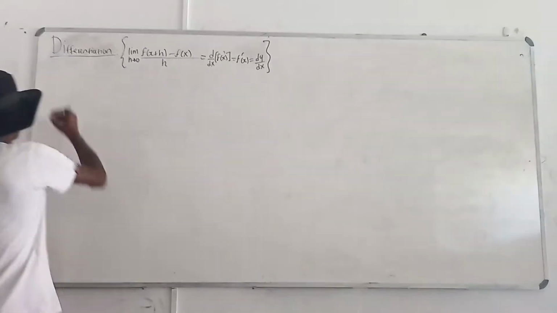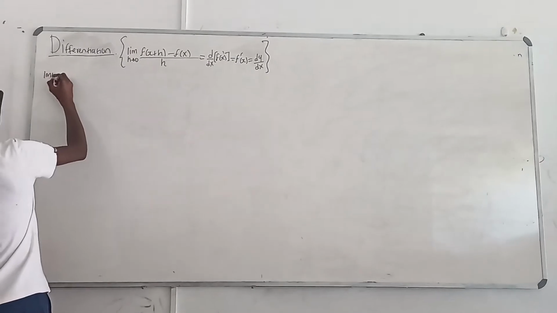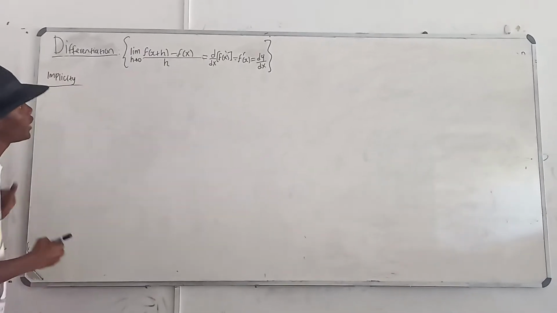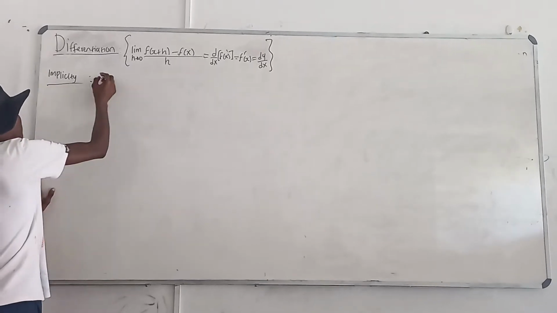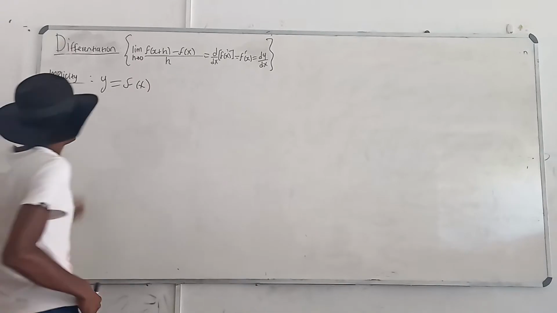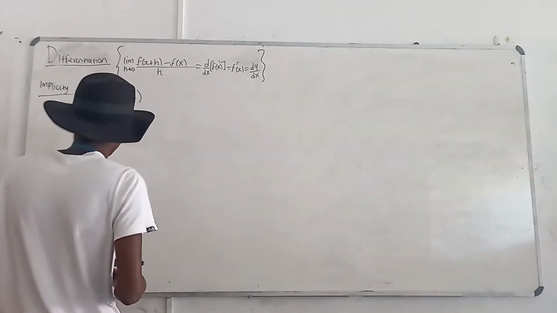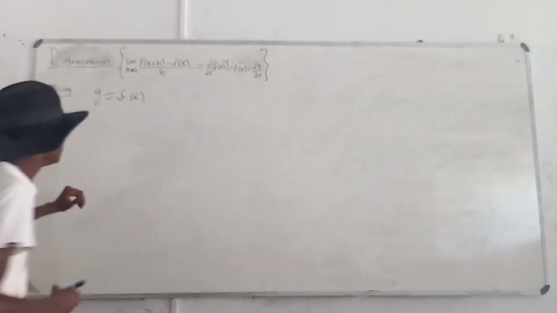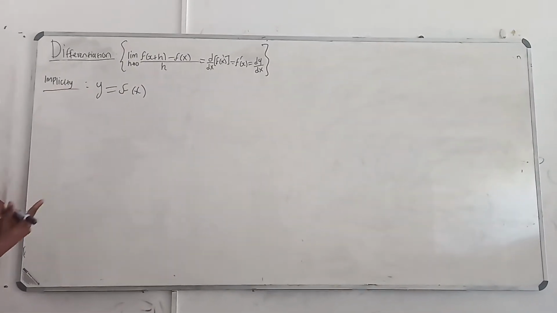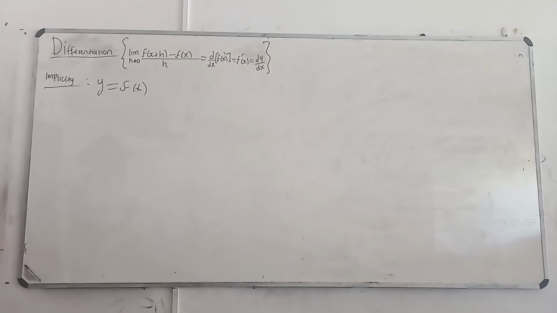So let's start with the word implicit. We are given a function y equals f of x. When we say implicit differentiation, we are deriving both sides. So for us to find dy over dx, we did implicit differentiation from the start, just that some of you couldn't see.